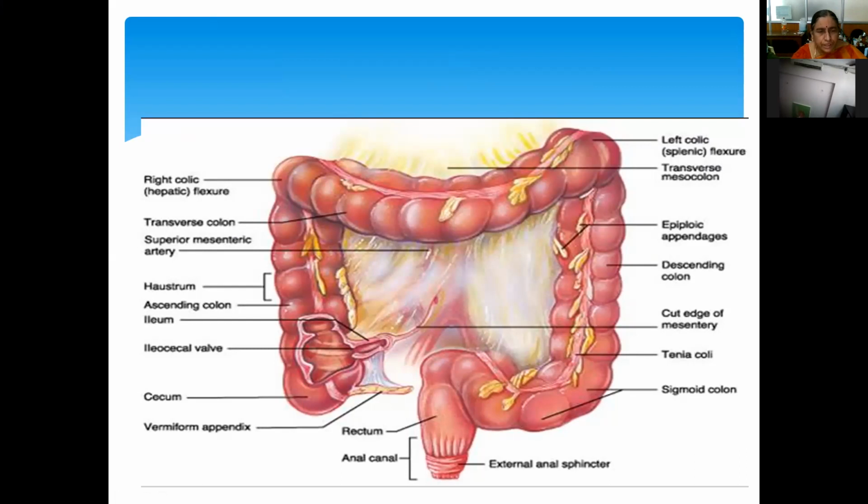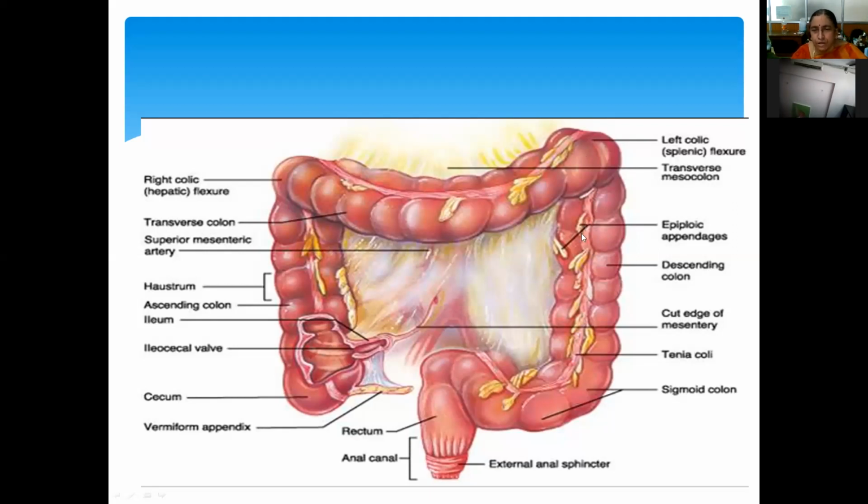And going up, you can see this is the ascending colon, and these are the haustra, bulgings from the large intestine. This is the taenia coli. This is the right or hepatic flexure, and this is the transverse colon suspended by means of the transverse mesocolon. You can see another taenia coli here, and that is the left colic flexure or splenic flexure, and you can see that is followed down to the descending colon.